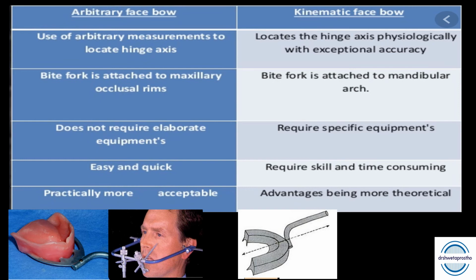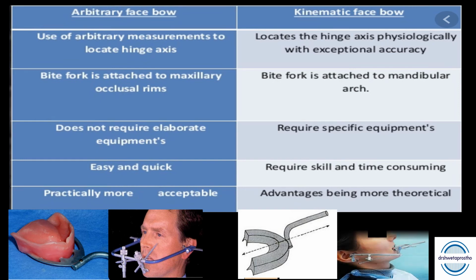Arbitrary Facebow record is easy and quick, while the kinematic Facebow requires skill and it is time consuming. The arbitrary Facebow is practically more acceptable, that is why it is more commonly used. While the kinematic Facebow, the advantages are more theoretical, so it is used less.